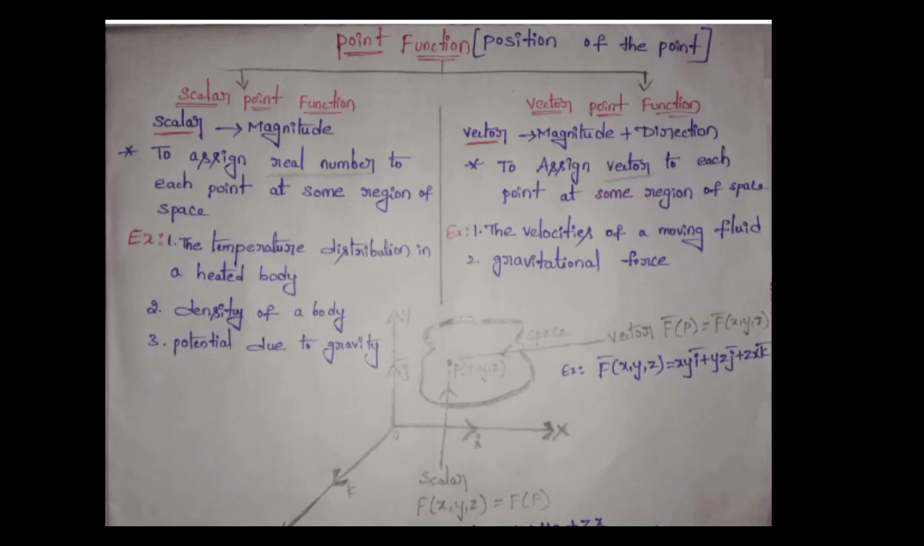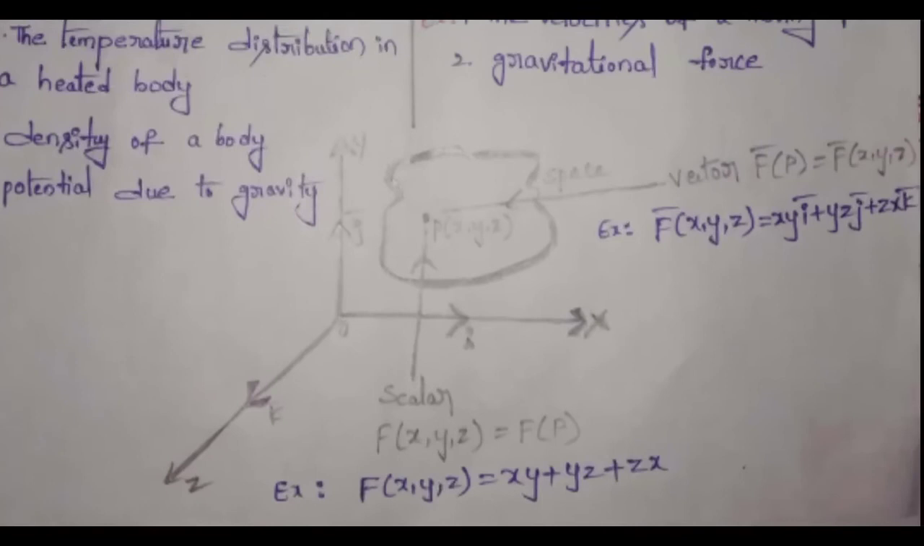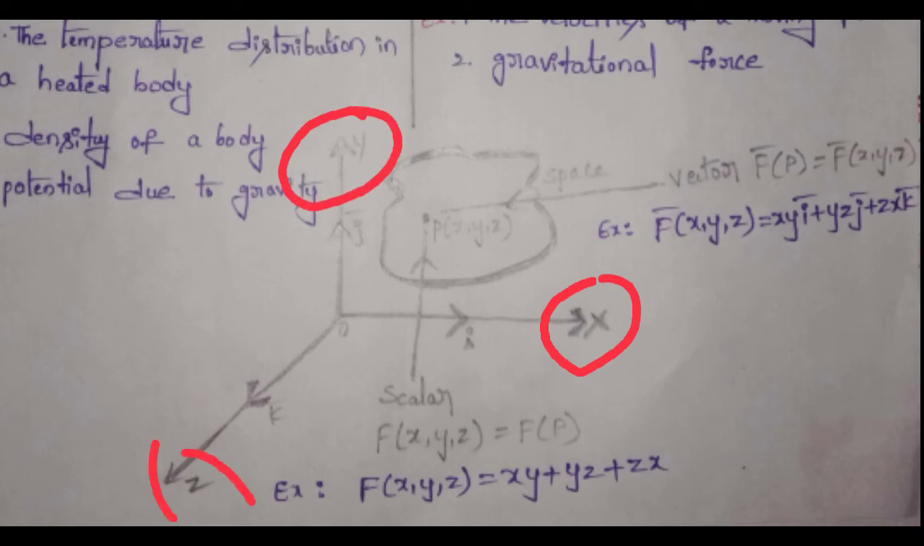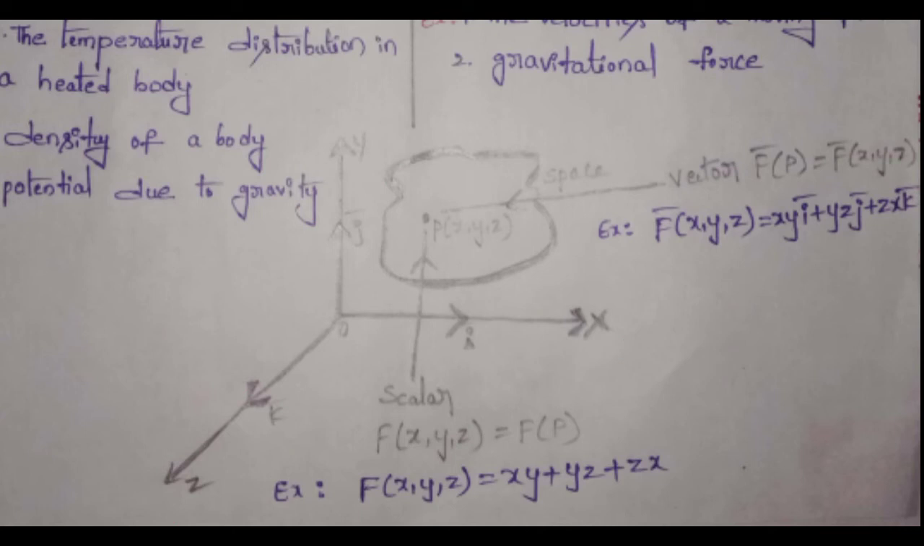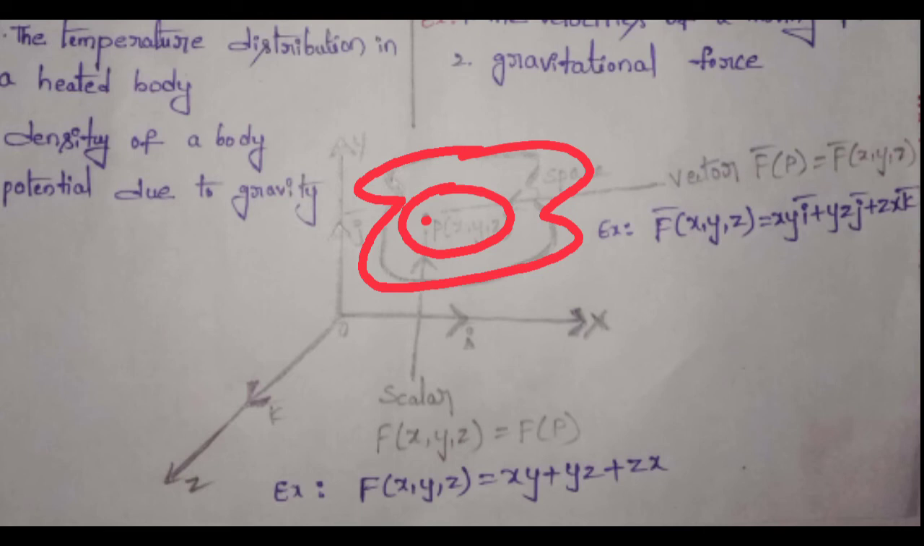See here, I consider three-dimensional space. Three-dimensional space means it has x-axis, y-axis, z-axis. Here i, j, k indicate directions: i indicates x direction, j indicates y direction, k indicates z direction. This is a three-dimensional space. Here the point is P. The point has some special position. That means that is the position of a point. This position of a point is called point function.